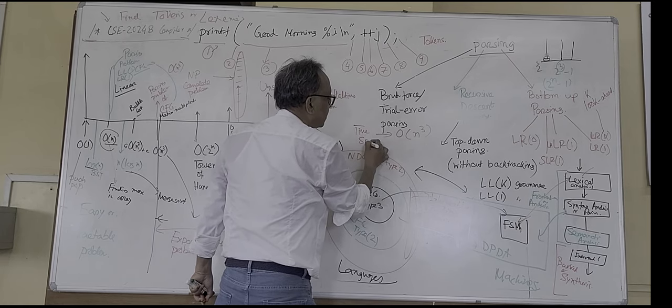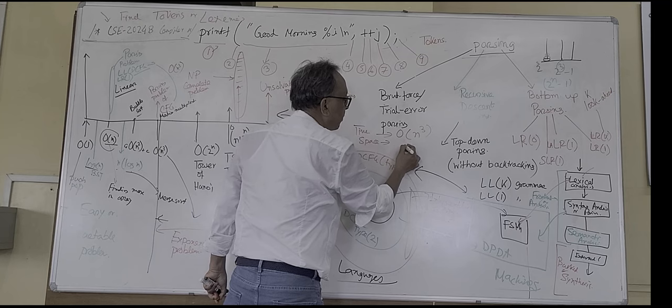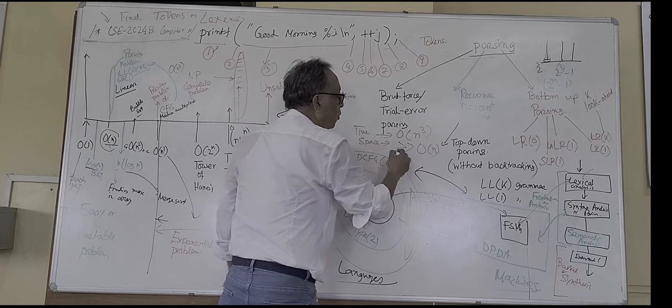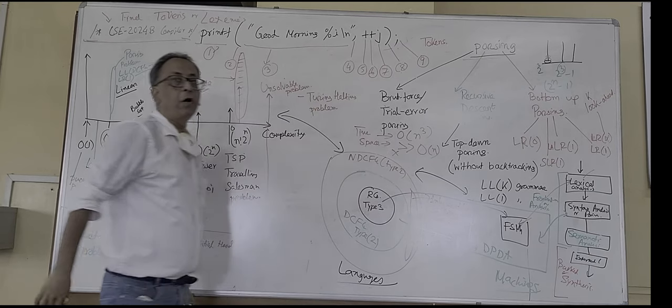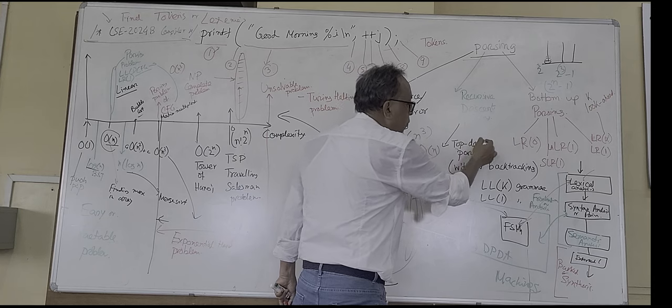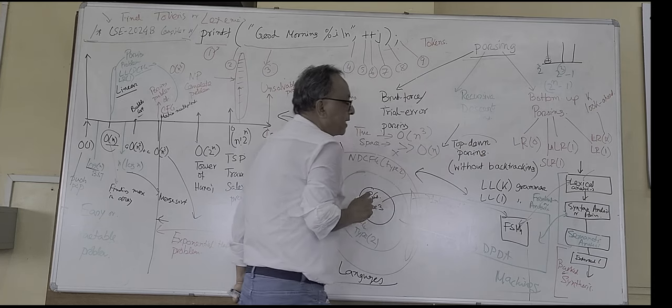Paper space is also much, much better than OM. So OM is not required, and in a computer it cannot be done. Then there was recursive machine parsing, that is one top-down parsing.